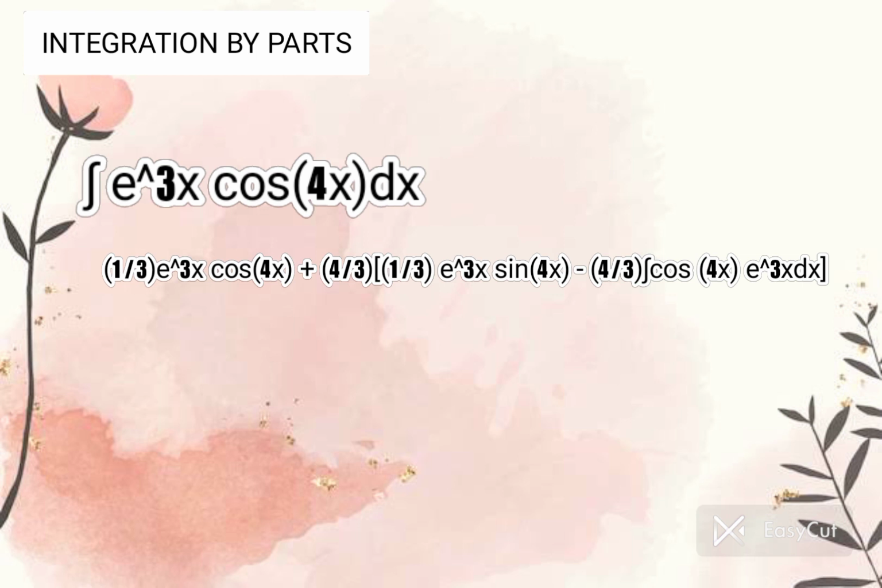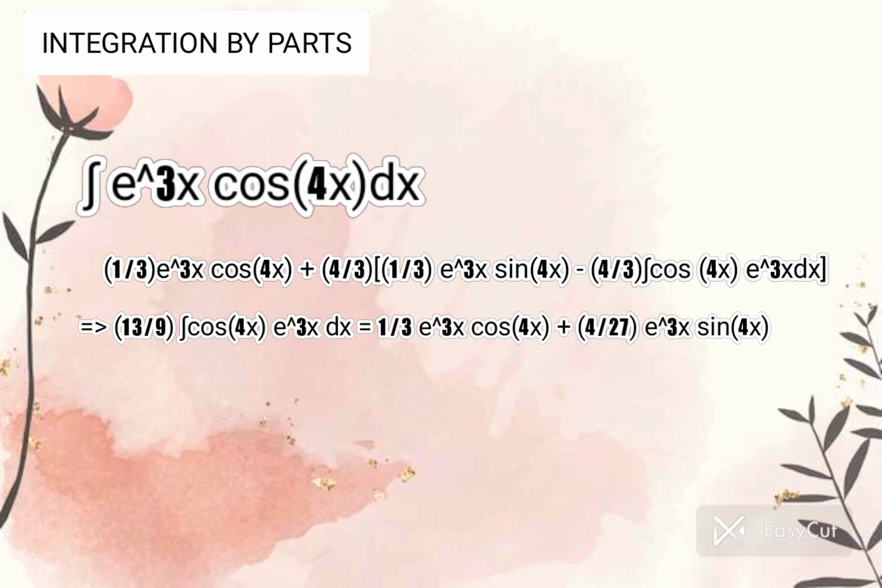Combining like terms, we have 13 over 9 the integral of cosine 4x e raised to the power of 3x dx is equal to 1 over 3 e raised to the power of 3x cosine 4x plus 4 over 27 e raised to the power of 3x sine 4x. So finally, we can solve for the integral of cosine 4x e raised to 3x dx.